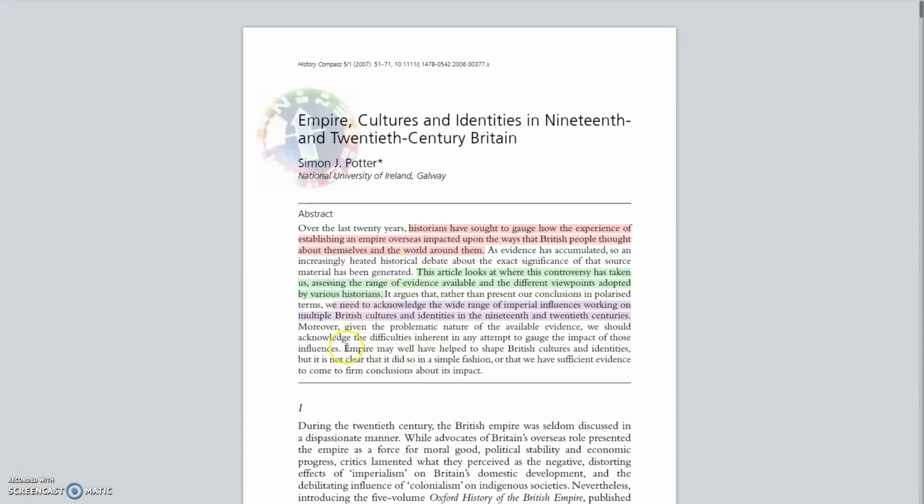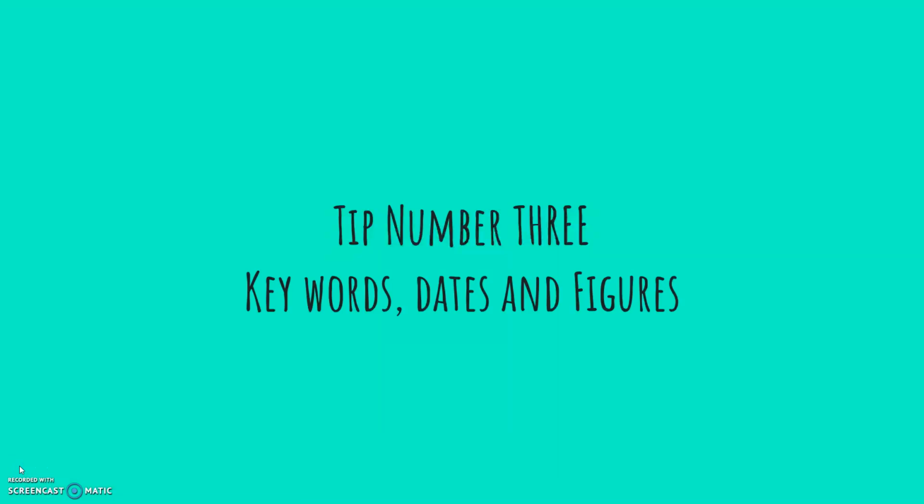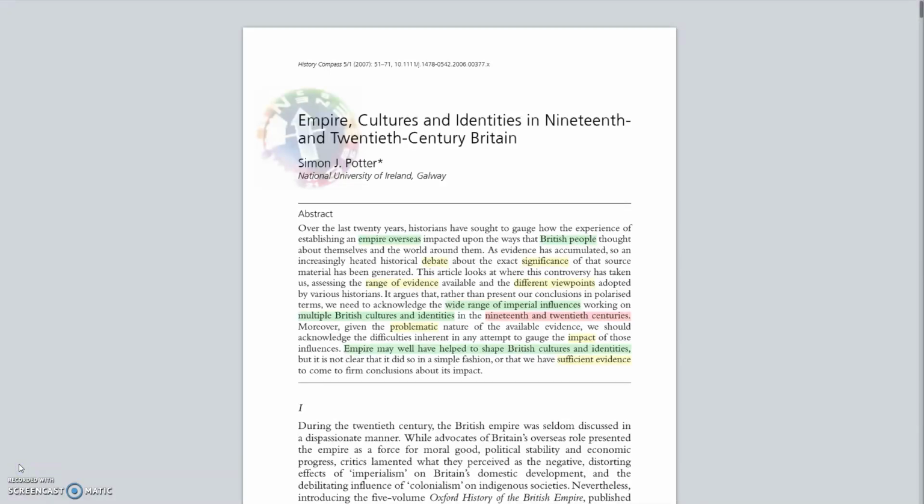He concludes the abstract with one concise sentence that sums up his entire argument. This is a key sentence which you can find in most abstracts. It gives you a clue as to whether the whole article is relevant for you or not. Tip number 3. Highlight keywords, dates and figures from the abstract. This will help you structure your reading and note-making when you start reading the article itself.